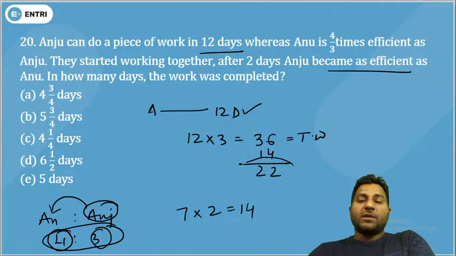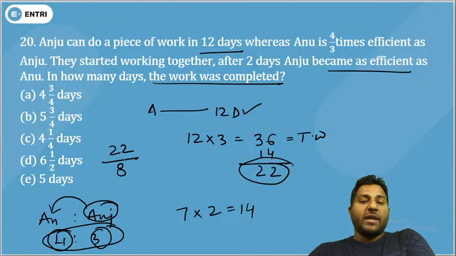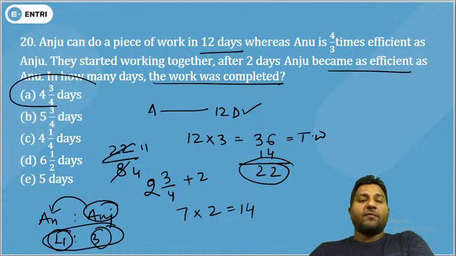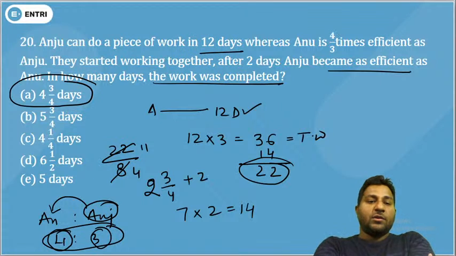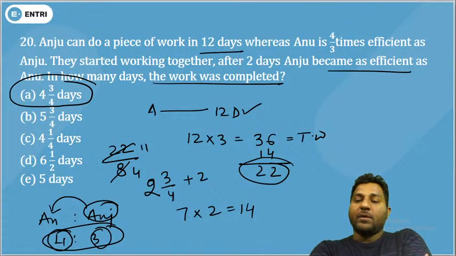For the rest of the 22 work, total efficiency, in how many days was the work completed? So 8. That means 4 2s are 8, 3 by 4, must be added with 2. So 4 whole 3 by 4 is the correct answer. So option A will be the correct one.